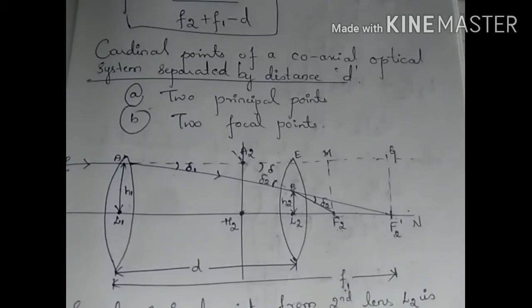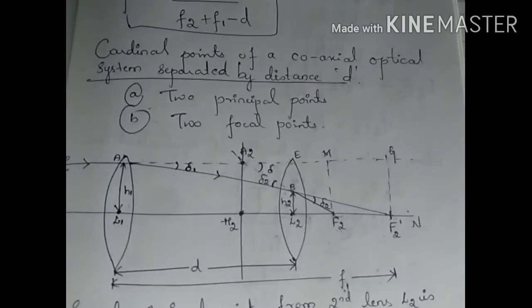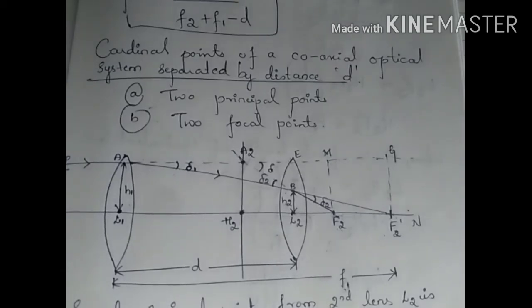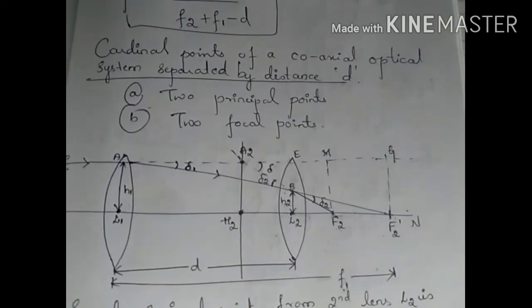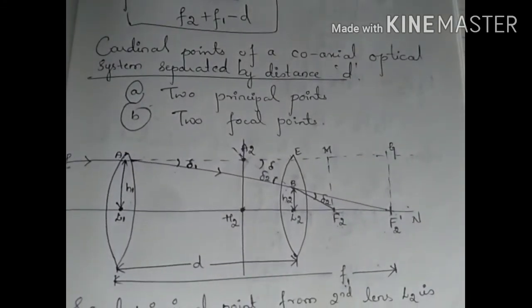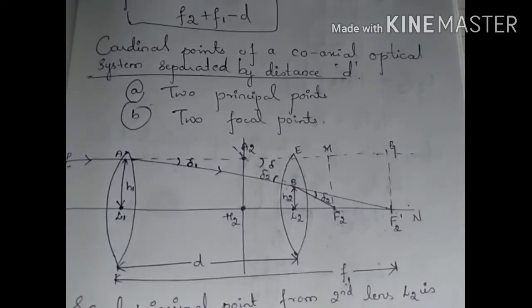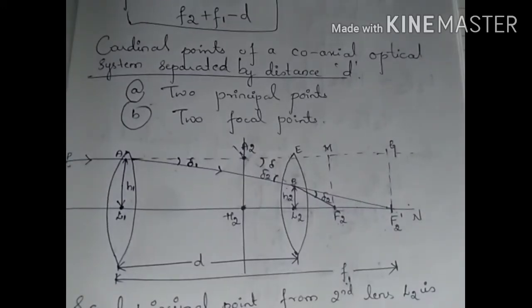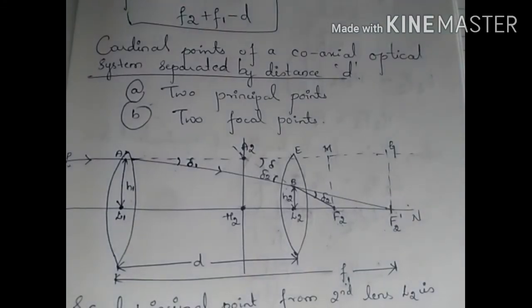In the last class we learnt about the cardinal points of a coaxial optical system separated by distance d. In that section we learnt the position of the second principal point, alpha 2, which is equal to minus fd divided by f1, and later the position of the second focal point, denoted by beta 2, which is equal to f multiplied by 1 minus d by f2. So we learned the position of the second principal point and the second focal point.